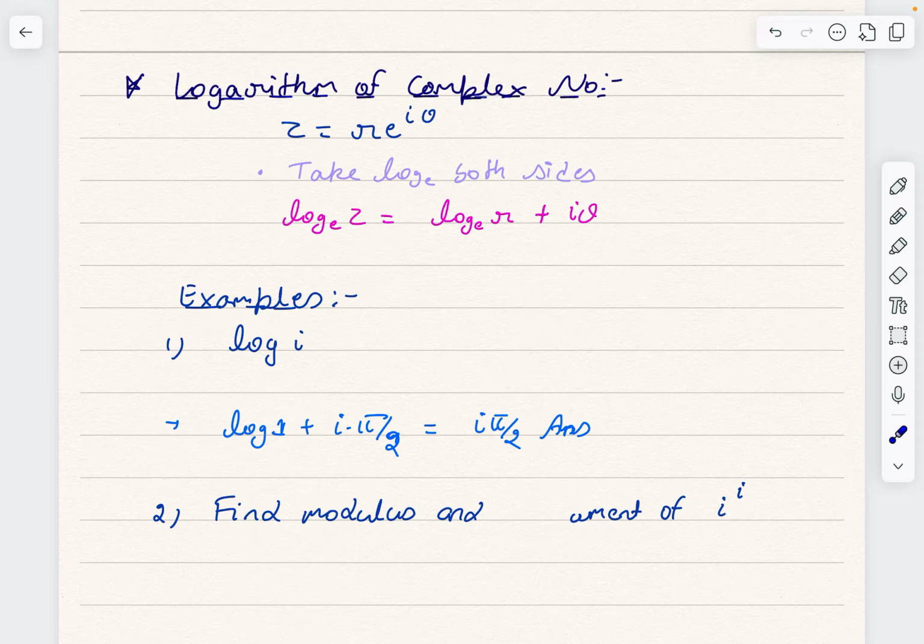So first of all, how do we take logarithm of a complex number? See, we know z is equal to r e^(iota theta) from the Euler form. If you take log base e both sides, you get ln z, or log base e z, is log r plus iota theta. So what do you remember here? Log of a complex number will be log of its modulus plus iota times its argument.